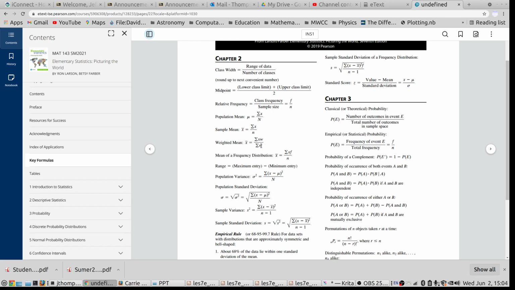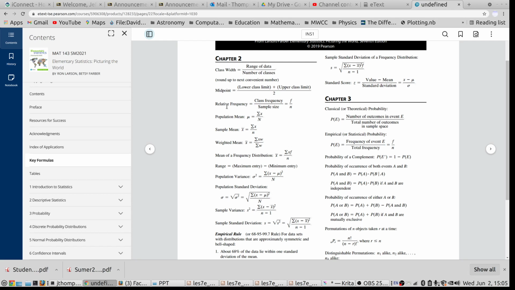Weighted means say that each piece of data has an additional value, some weight to it. And so we sum the data times its weight and divide by the total weight. And the mean of a frequency distribution is we sum the midpoints of the data times their frequency. And it relates back to the relative frequency.